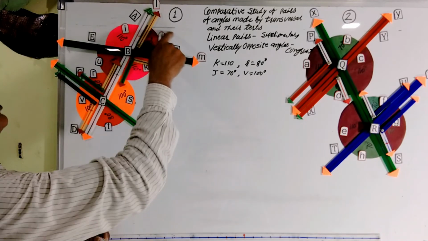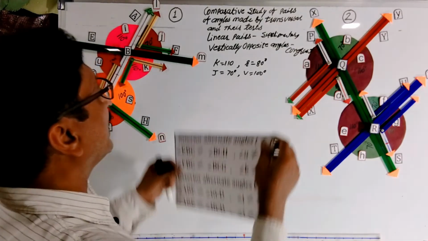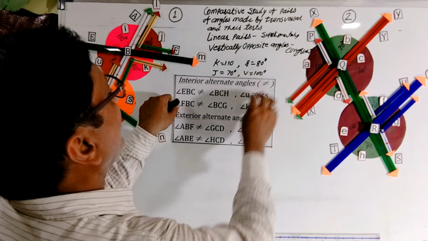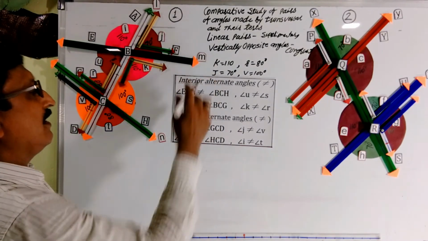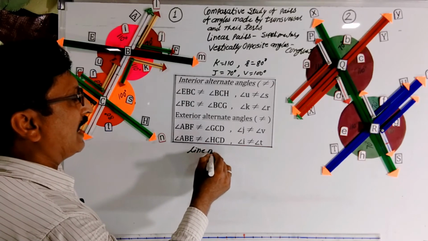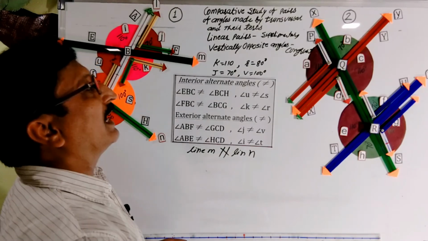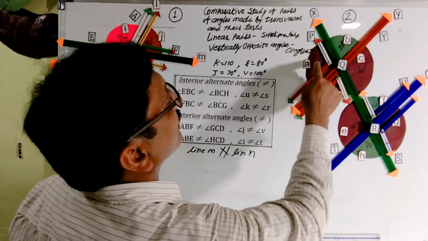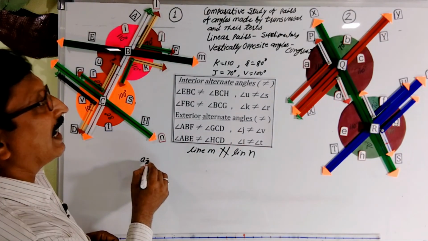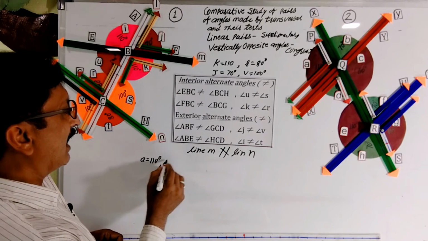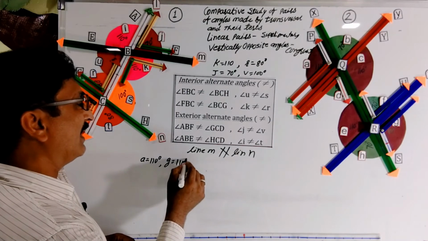That means the pair of these interior angles are not equal. Similarly, the pair of exterior alternate angles are not equal, and therefore we can say that whenever the alternate angles, either interior or exterior, are not equal, then line M is not parallel to line N. Now see in this second diagram, these are the exterior alternate angles, angle A and angle G. What is the measure of angle A here? Angle A is 110 degrees, and angle G is also 110 degrees.